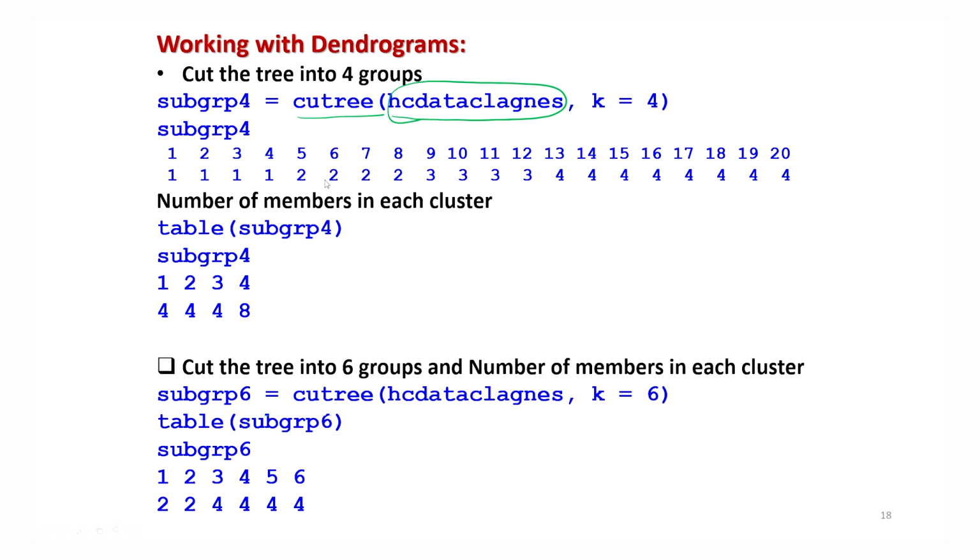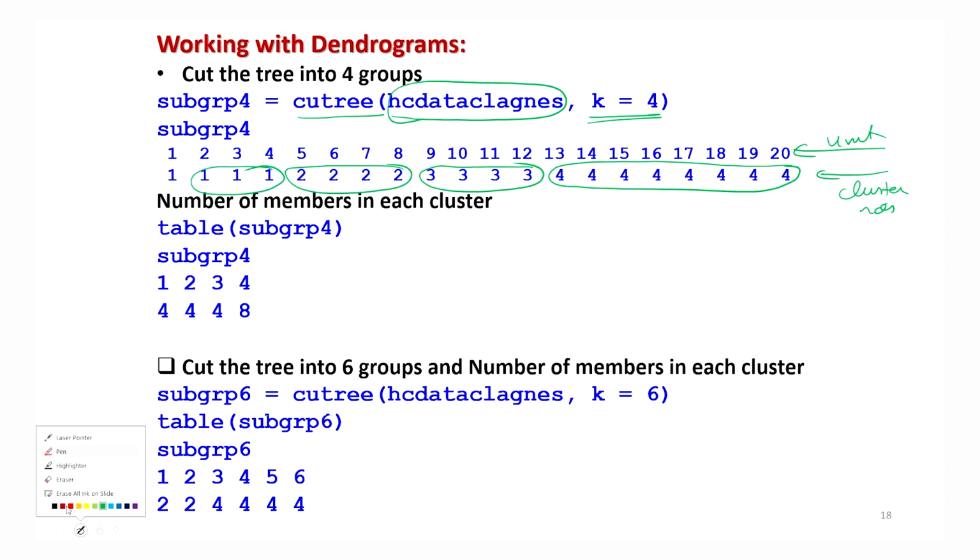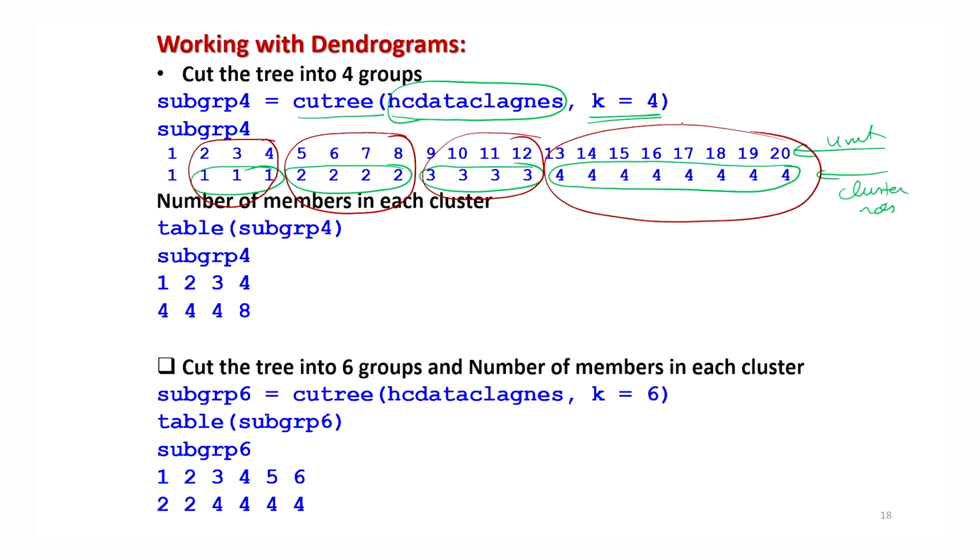Now, if you use it and specify k equal to 4, then you can see here the units and the cluster numbers. It is saying that units 2, 3, 4 are in cluster number 1, units 5, 6, 7, 8 are in cluster number 2, units 9, 10, 11, 12 are in cluster number 3, and the remaining are in cluster number 4. But it is difficult to count.